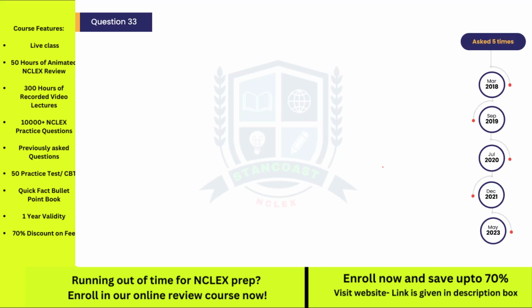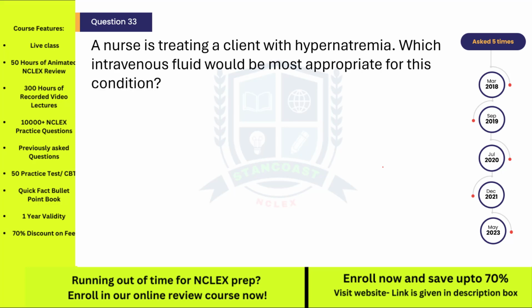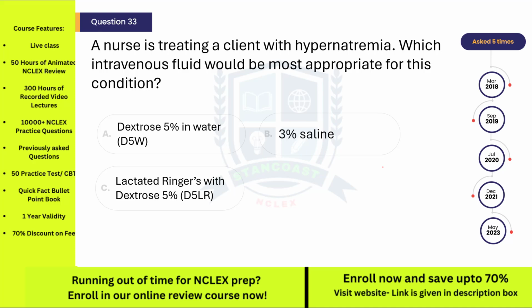This hypernatremia-related question has been asked 5 times in the past 5 years and is moderately likely to appear in the exam. A nurse is treating a client with hypernatremia. Which intravenous fluid would be most appropriate for this condition? A. Dextrose 5% in water, D5W. B. 3% saline. C. Lactated Ringer's with dextrose 5%, D5LR. D. 0.9% saline. The correct answer is A, dextrose 5% in water, D5W.